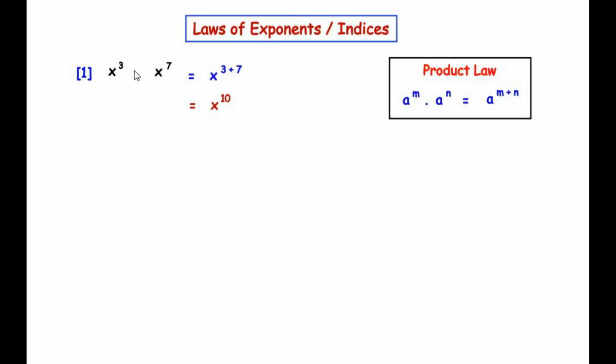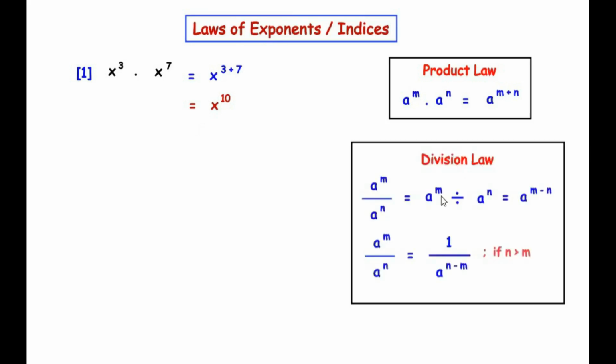x to the power of 3 times x to the power of 7 is equal to x to the power of 3 plus 7. So here x represents the base and 3 and 7 represent the exponents or powers of the base x, and there is a product between the bases. So we take the same base x and add the powers. We get the final answer as x to the power of 10. Now let us move on to the second law.